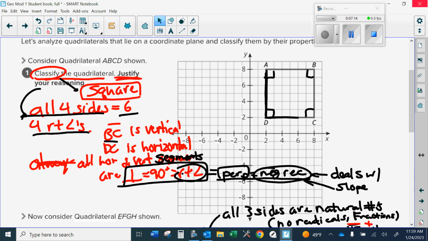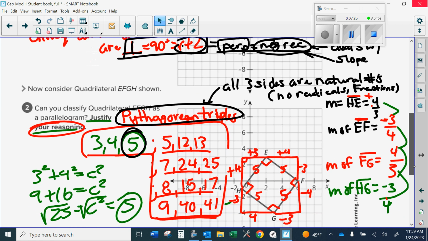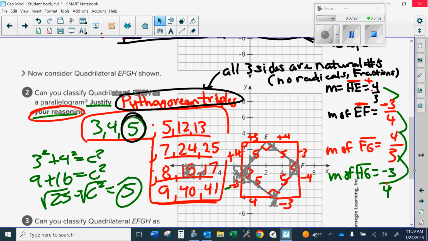Here's a review: perpendicular means 90 degrees, a right angle also. Perpendicular slopes are negative reciprocals. Remember, all vertical and horizontal lines are perpendicular to each other. We learned that already. Here, it might look like a rhombus to begin with, but I check using the Pythagorean theorem, and all the sides come out to be 5. They're all 3, 4, 5 Pythagorean triples when I do my right triangle. So that now fits the definition of a rhombus. All 4 sides equal is a rhombus and a square.